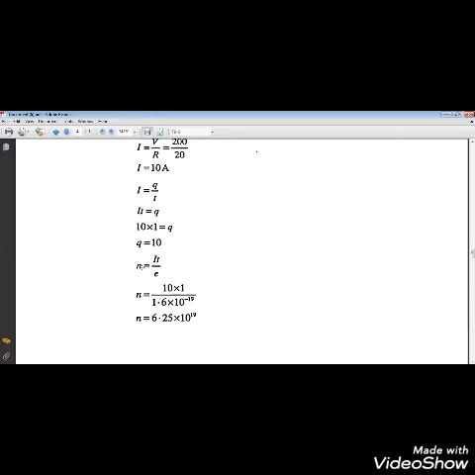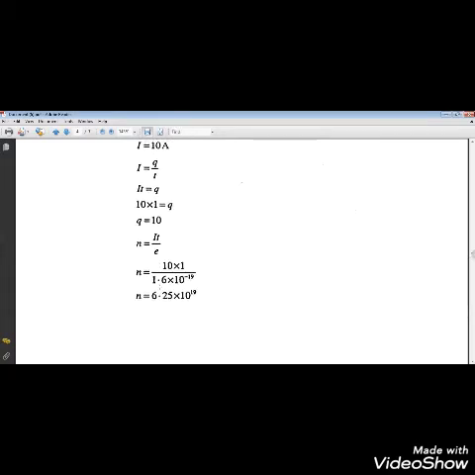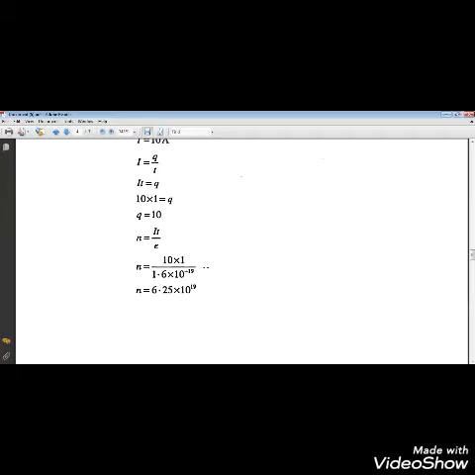Then N is equal to IT divided by E. Then N is equal to I, which is 10, and T is 1 second, divided by the charge of an electron, which is 1.6 into 10 to the power of minus 19. Make the simplification of 10 divided by 1.6. We are getting that as 6.25 into 10 to the power of 19.